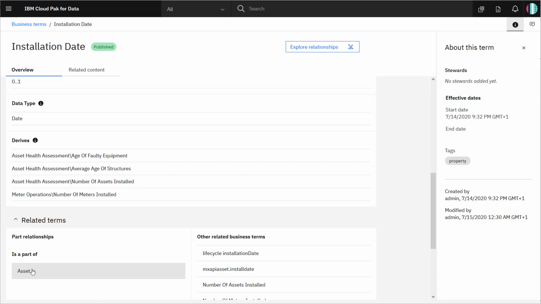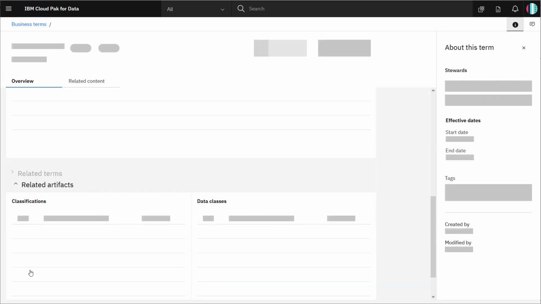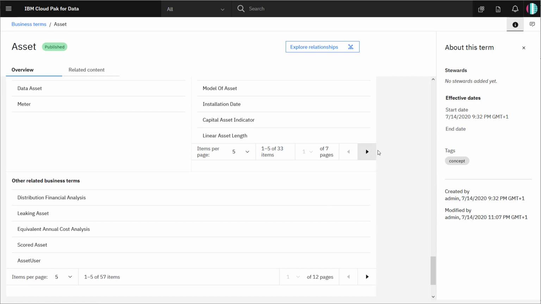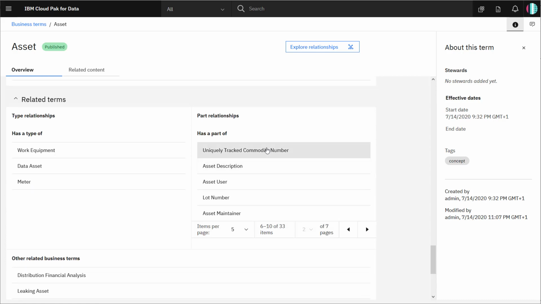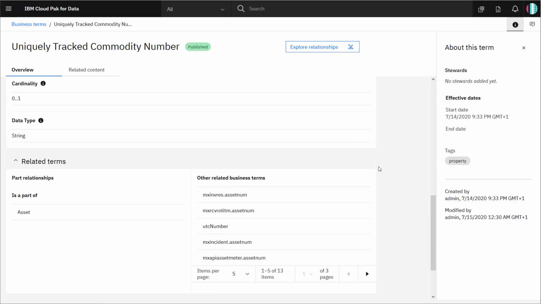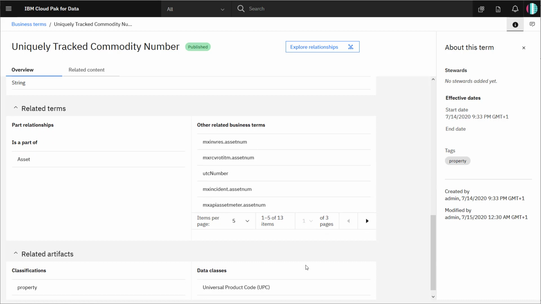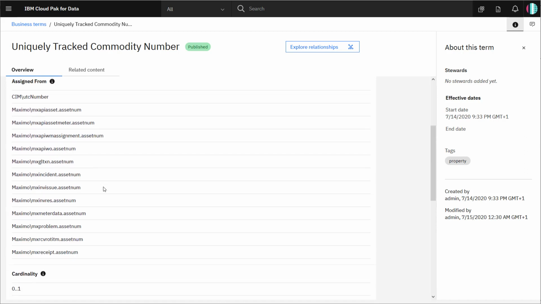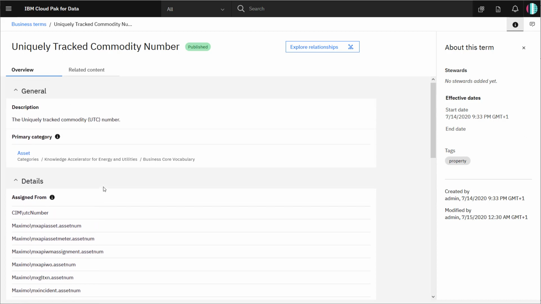In addition to the industry-specific reference data that is available with the Knowledge Accelerator, there are also approximately 200 data classes available with Watson Knowledge Catalog. The business terms are also related to these data classes. For example, see the property term uniquely tracked commodity number of the asset, which has a UPC data class assigned. These data classes can then be used to help auto-classify data sources to the business terms of the Knowledge Accelerator to help govern and catalog your data.